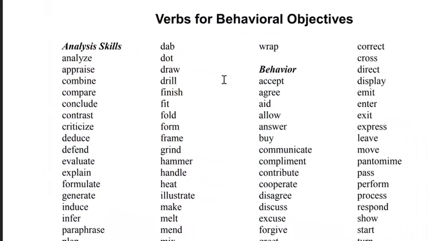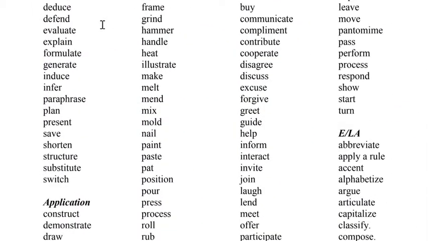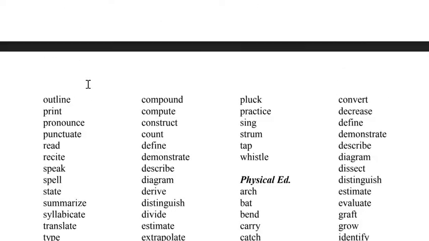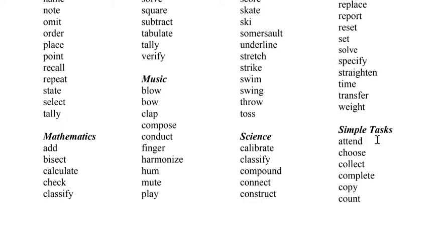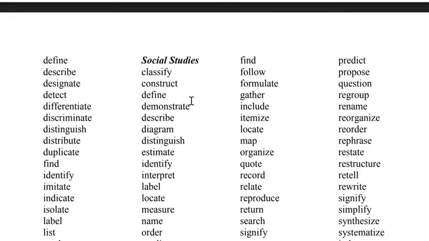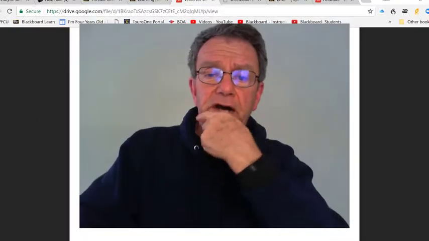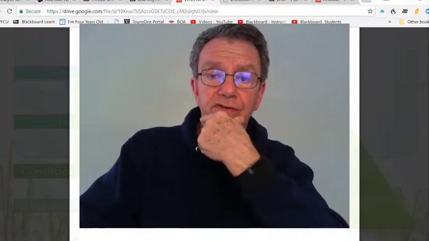Here are the verbs. You can see that they're broken down into categories: analysis, which are reasoning questions; behavior, ELA, application, those are also reasoning; arts and crafts, physical ed, knowledge, simple tasks, science, music, mathematics, social studies, study skills, synthesis skills, which are also higher order thinking and reasoning, and understanding. So instead of saying understanding, which many of you are tempted to do, you can use these words here. So those are my verbs, and I've shared them with several of you already in the Learning Target discussion board.